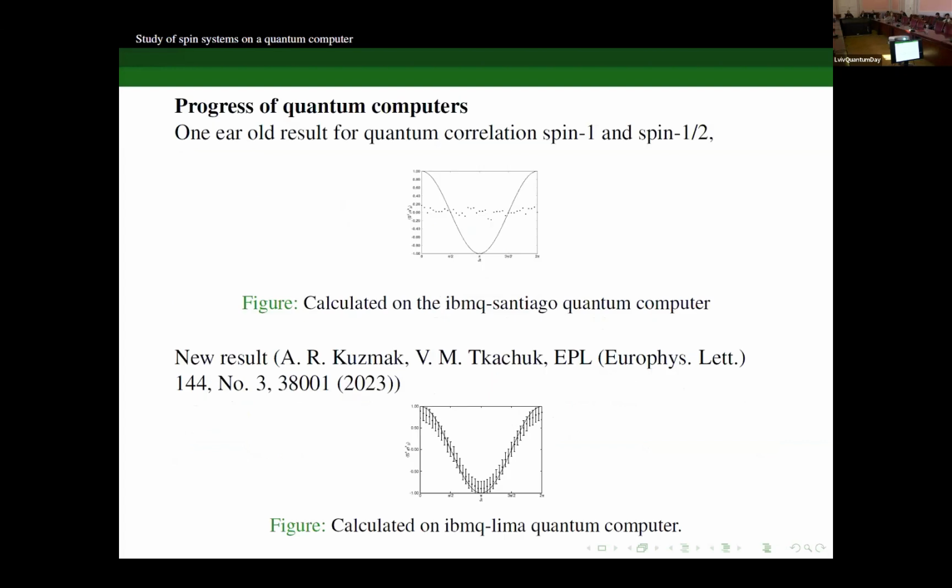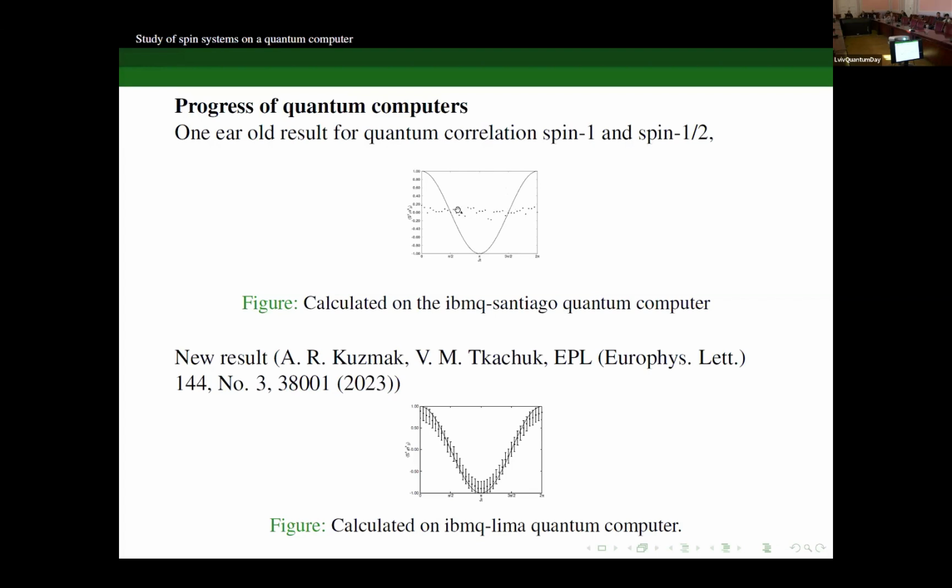Okay, and here finally I would like to present a result. As for me, it's a very interesting result because it shows the progress of quantum computers in time. The result was obtained together with Andrei Kuzmak, who is present here. Maybe 1.5 years ago, the result for the correlation function of spin 1 and spin 1/2 on a quantum computer is presented here. Very bad result. The solid line is the correlation function from the theoretical result, and here it corresponds to the result from the quantum computer.